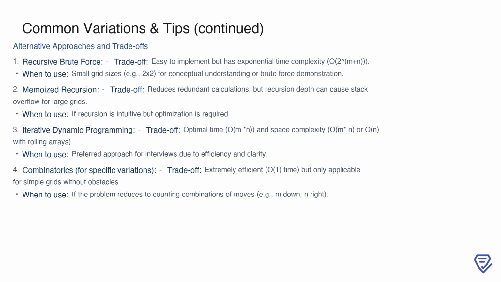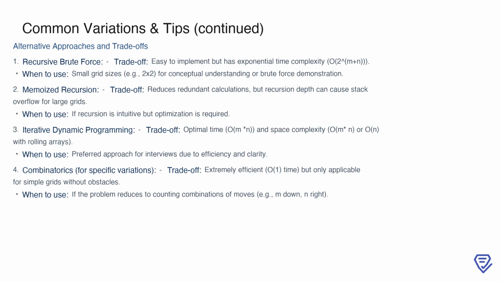For alternative approaches, recursive brute force is the most straightforward to implement but has exponential time complexity, making it unsuitable for large grids. It's best used for understanding the problem conceptually or demonstrating brute force on very small grids. Memoized recursion improves efficiency by reducing redundant calculations, but it still carries the risk of stack overflow due to recursion depth in larger grids. Iterative dynamic programming is the most efficient and preferred in interviews, offering optimal time complexity of O(m*n) and space complexity as low as O(n) with rolling arrays.